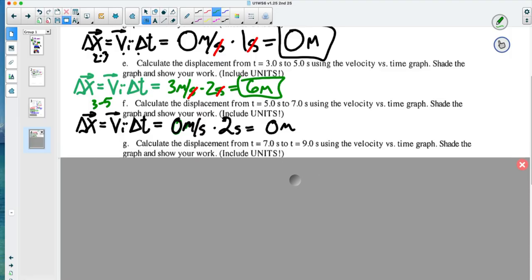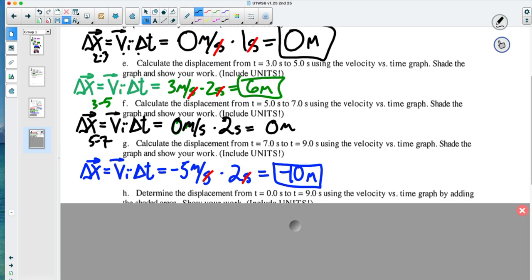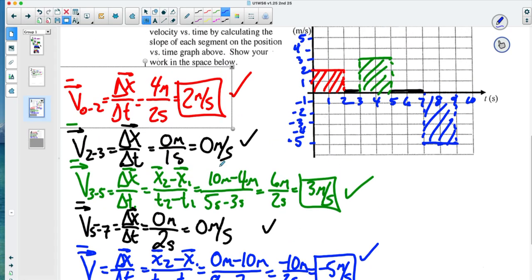We can find the displacement from 5 to 7 seconds, and the displacement from 7 to 9 seconds. But next they asked us to find the displacement for the whole time period from the velocity versus time graph. Well, because the displacement for 2 seconds was this, and the displacement for these 2 seconds was this, and the displacement for the last 2 seconds is this, we are going to need to add up the sum of those rectangles.